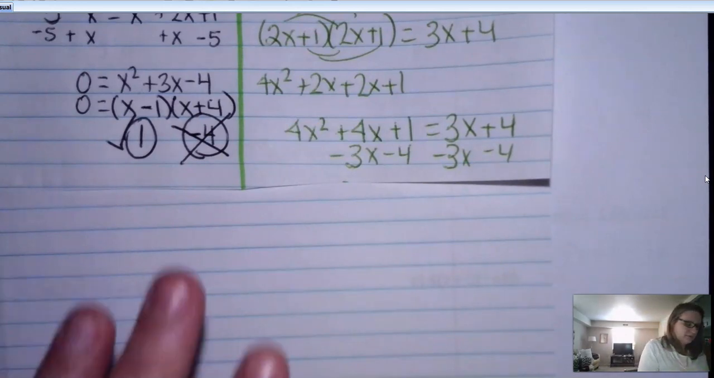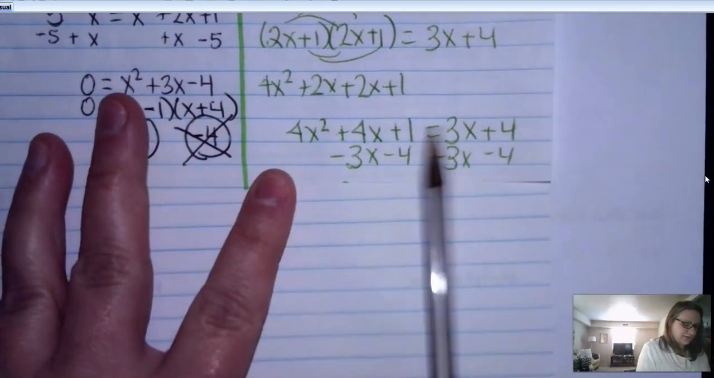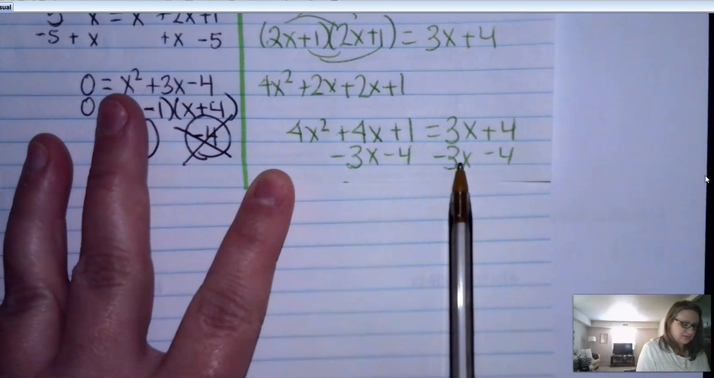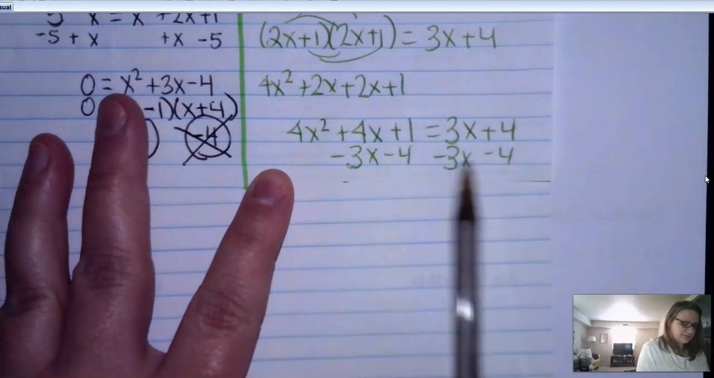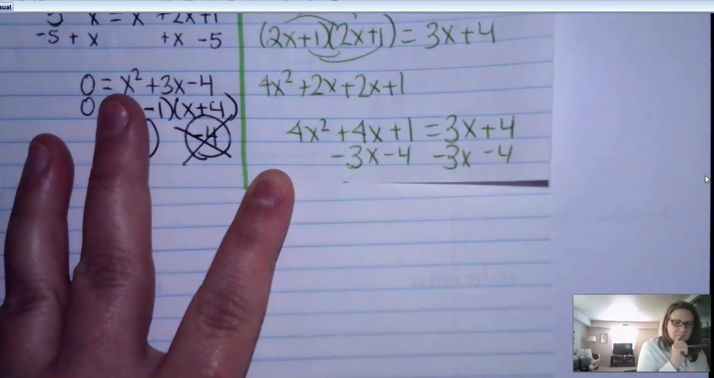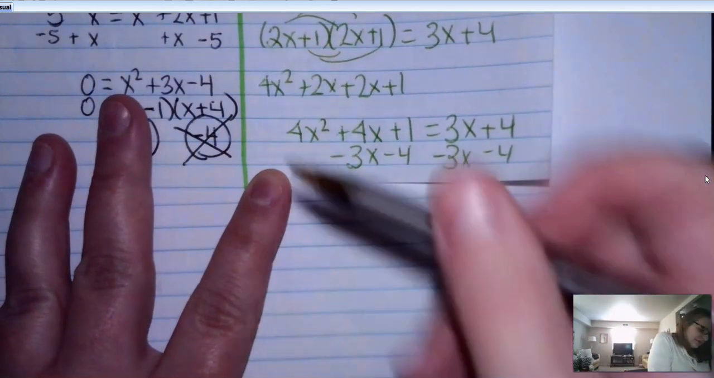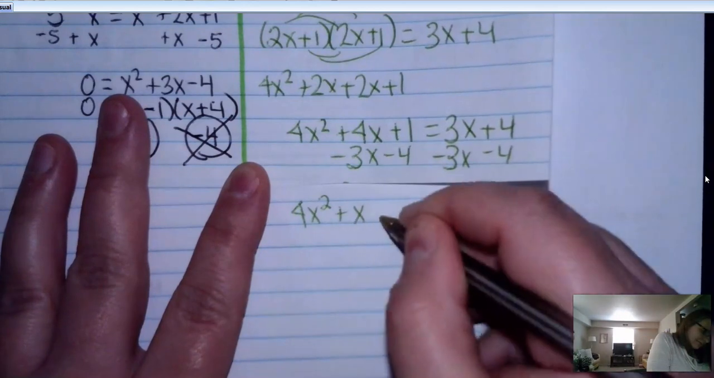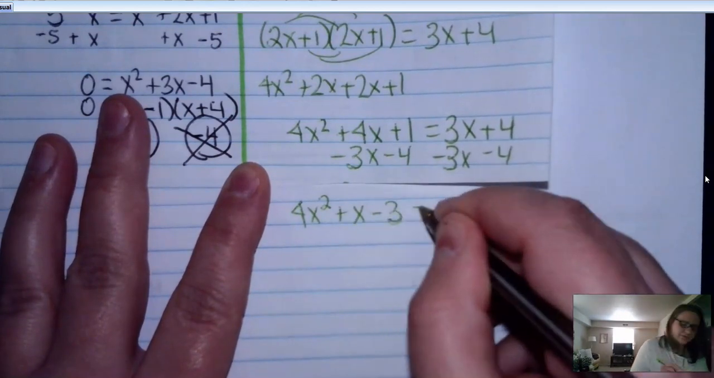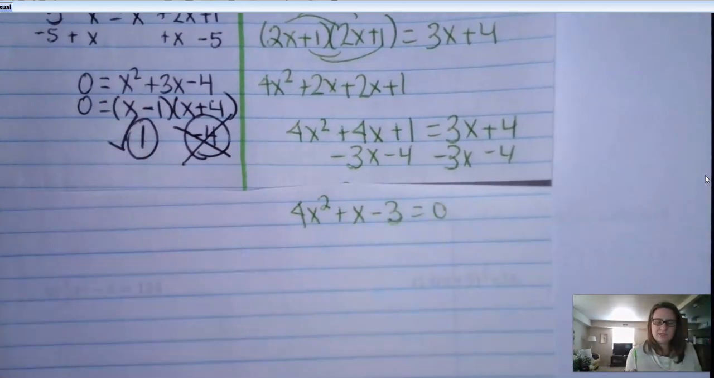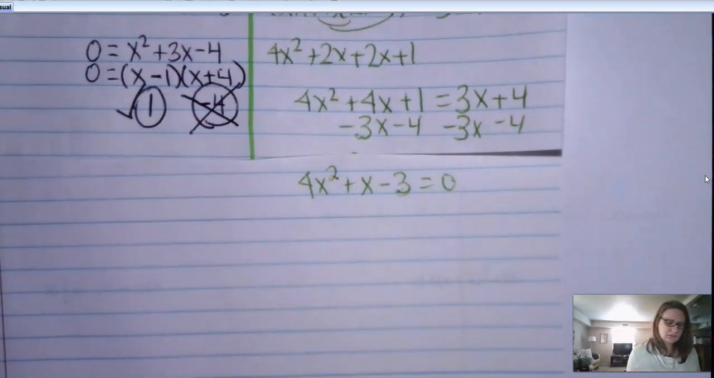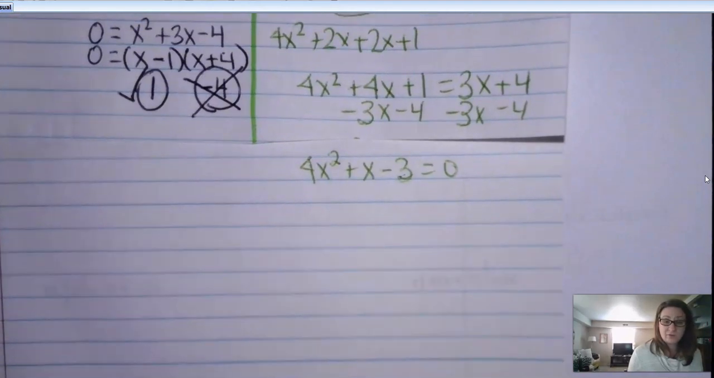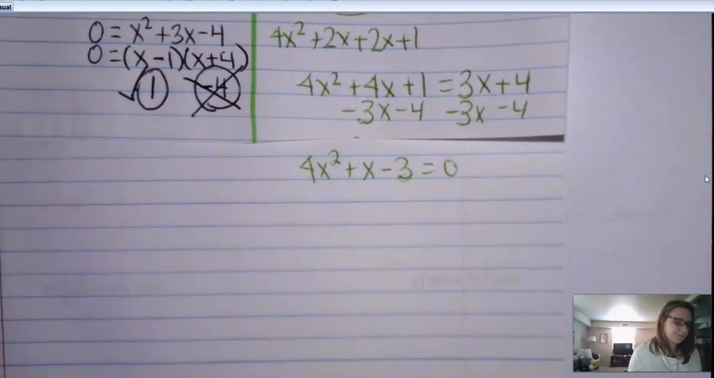All right, so then when we get that all squared away, I'm going to set this equal to 0. So I'm going to subtract the 3x, subtract the 4. I just lined those up with the two terms over here. So we're going to get 4x squared plus x and then minus 3. Set that equal to 0. Now, totally up to you. You can use factoring to factor this, or you can use the quadratic formula, whatever your preference is here.